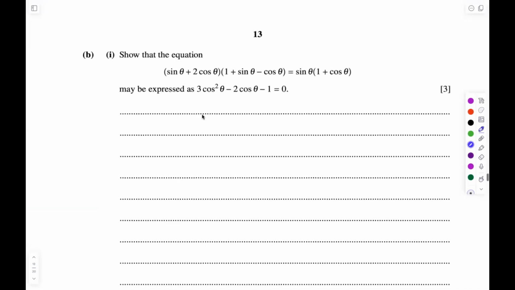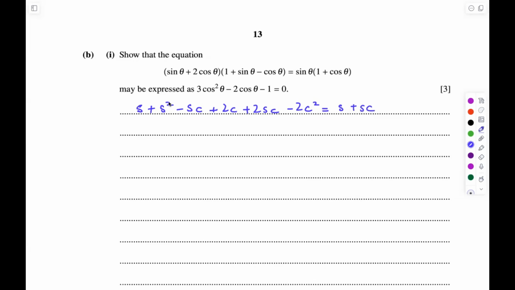In part B1, we have to show that the equation sine plus 2 cos into 1 plus sine minus cos is equal to sine theta into 1 plus cos theta. So first expanding this, we'll get sine into 1, that will become sine, plus sine into sine squared, that will become sine squared, minus sine into cos, so that will be minus sine cos. Then multiplying 2 cos by 1, that will become 2 cos, plus 2 cos into sine will be 2 cos sine, and then 2 cos into cos will become minus 2 cos squared. And expanding the other side, that will become sine plus sine cos.